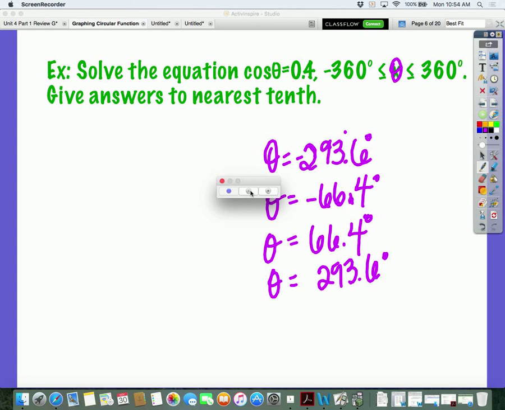Now remember, cosine functions are even. So that makes sense why they're like that. Okay? Now let's look at another one.